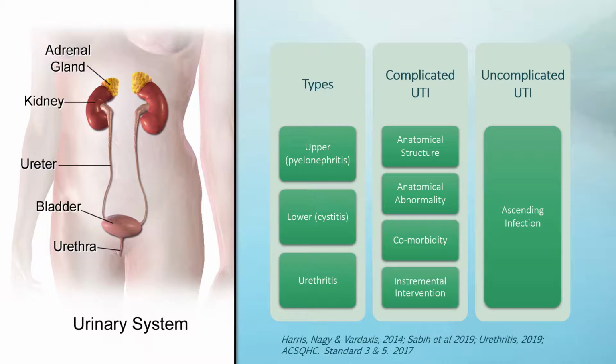Uncomplicated infections are caused by a simple ascension of bacteria, most commonly Escherichia coli, commonly known as E. coli, entering the urinary tract and combating host immunity. These infections are usually easily treated with antibiotics.